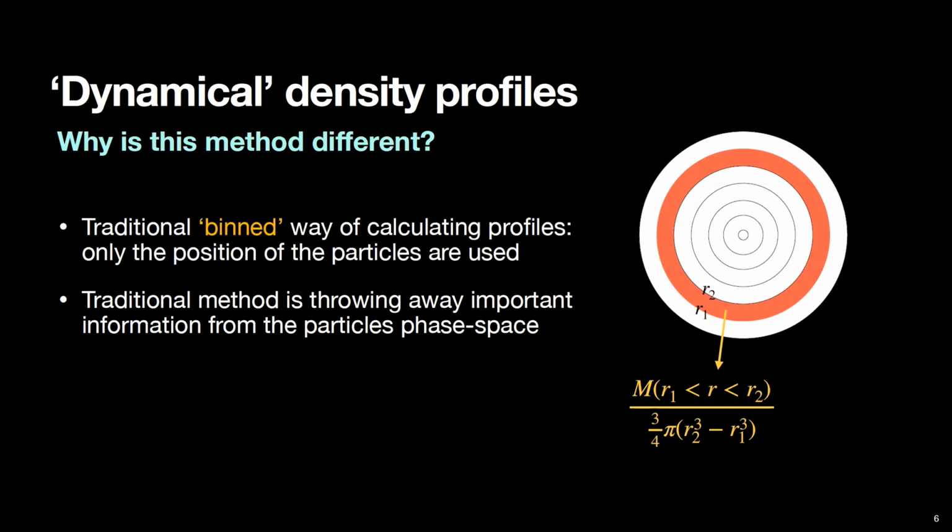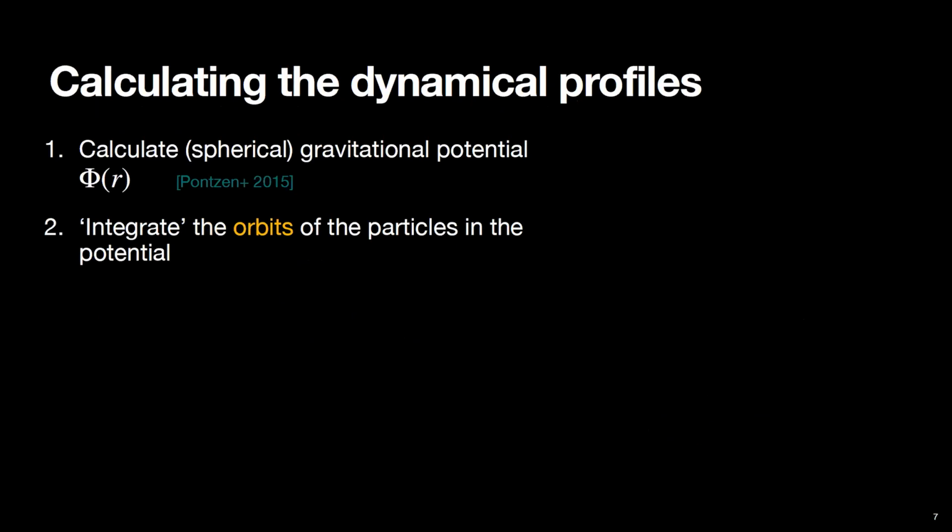But this method is really throwing away half of the information about the phase space of the particles that we have from our snapshots. That could be missing some important information that we could include in our density profiles. So what we do instead is include that dynamical information, and that's why we're calling our profiles dynamical. So how do we construct these dynamical profiles?